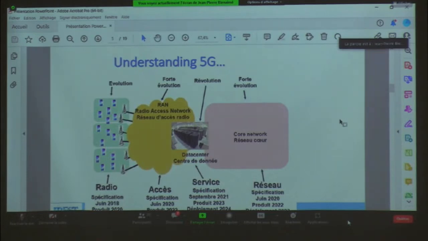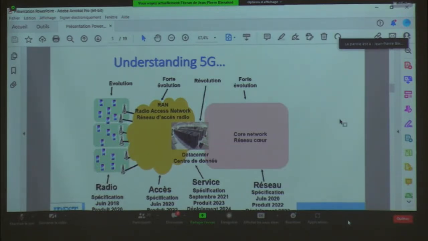I have voluntarily put a slide I had presented already last year at the previous summit. Sorry, it's in French, but I think it's important, in a simple way, to understand the phases of full 5G and the elements and components of full 5G.